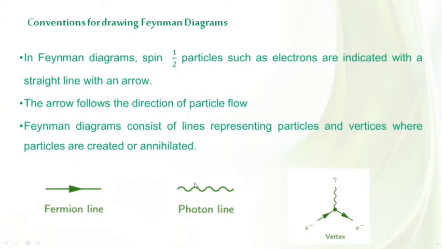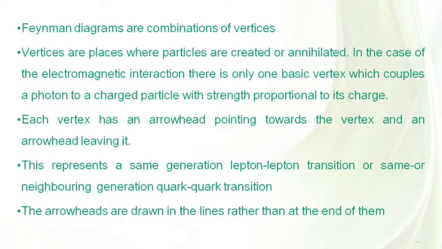And for a photon, we represent the flow of the photon with this wavy line, and the cross section, when two lines cross each other, we call a vertex. So these are vertices. These vertices and propagators combined together represent the interaction of these particles. So a Feynman diagram consists of lines representing particles and vertices, where particles are created or annihilated. Feynman diagrams are combinations of vertices.